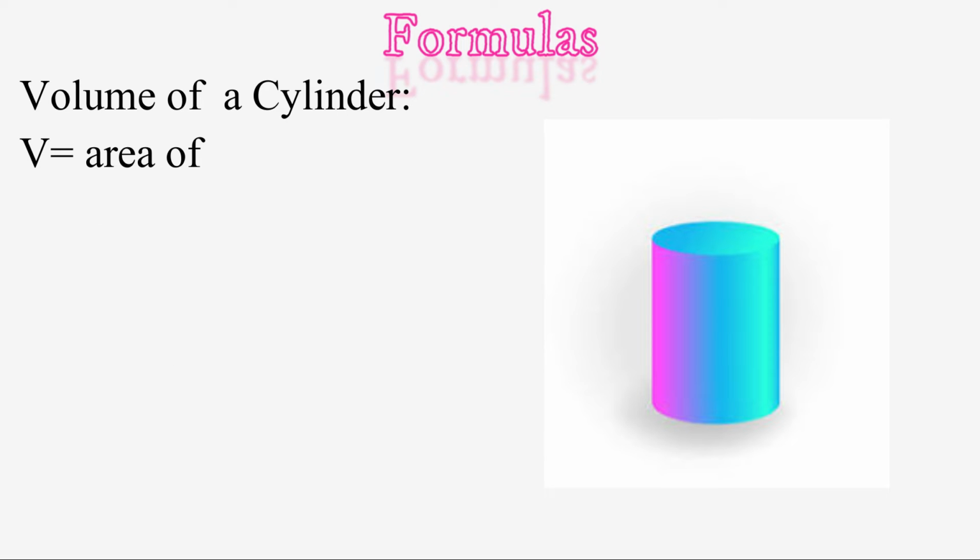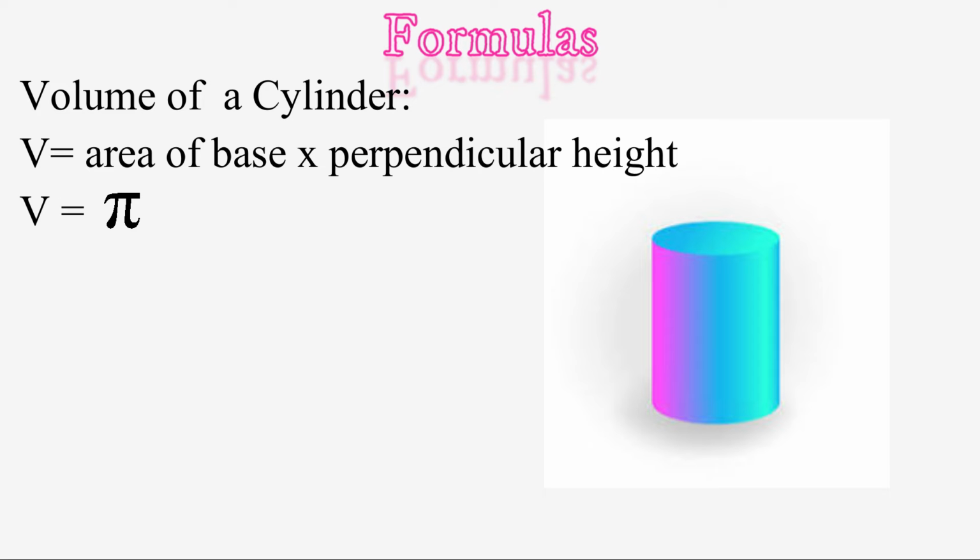And lastly, to calculate the volume of a cylinder, the formula will be V equals the area of the base times the perpendicular height. V equals pi r to the power of 2 times H. As you can see, considering the curved spaces, the formula obviously has to be a bit more complex than the other standard ones. But regardless of how tall or short the cylinder is, this will be the formula for it.